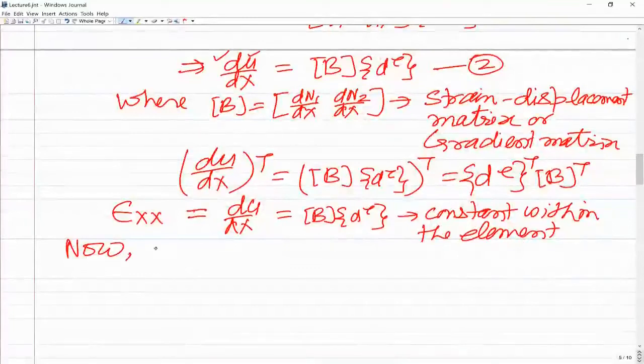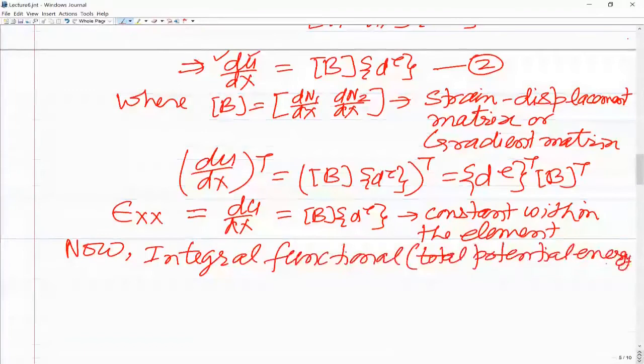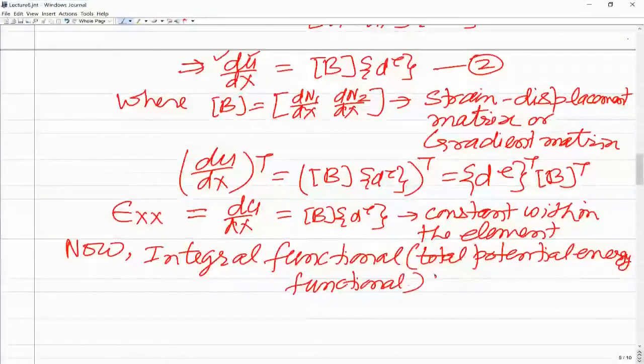Now look at the integral functional, or total potential energy functional. As I have already emphasized, it is not a function but a functional, because u is a function of x and I is a function of u. So it is a function of a function, and that is why it is a functional. Functional means function of a function.